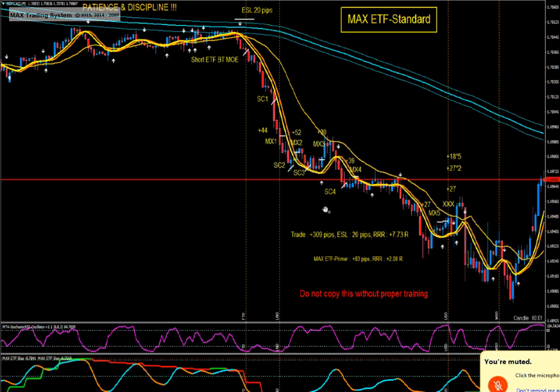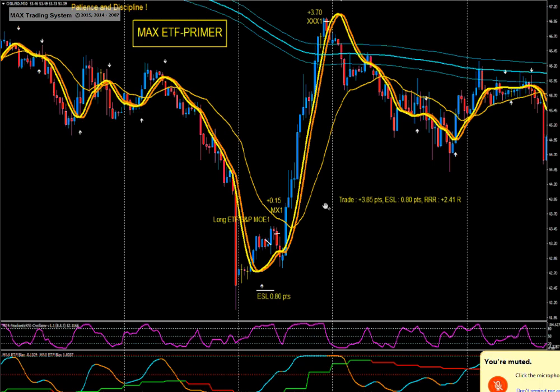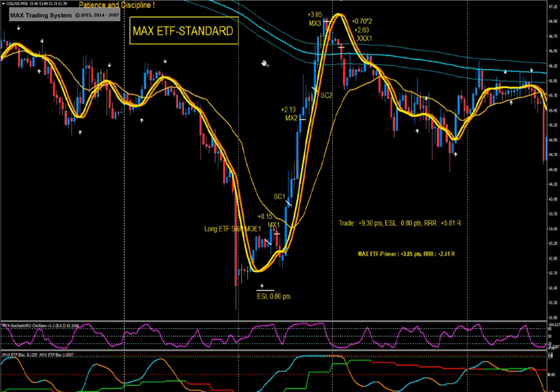We can also trade higher time frame, of course, as I have said, and other instruments. This is an example of a long trade on the crude oil with exactly the same structure of trade, an initial entry, a first exit, a last exit for the max ETF primer, and several scale in, several scale out with the max ETF standard, showing the difference of results. So 5.8R for the standard, 2.4R for the primer level.